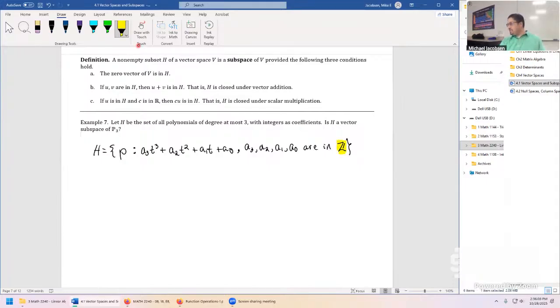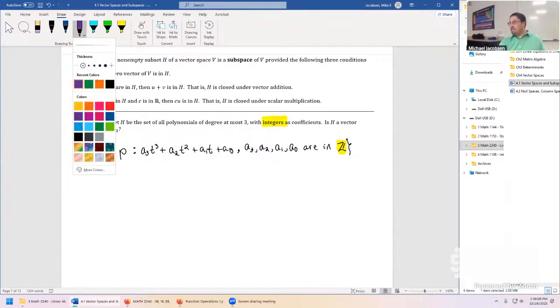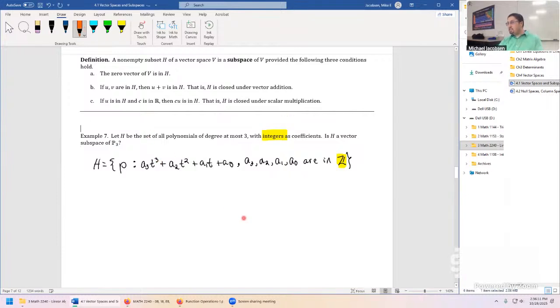I don't know if we've ever defined Z so far in this class, so let's make sure we do it here. The set of integers can be expressed as the symbol Z, which is the set: dot, dot, dot, -3, -2, -1, 0, 1, 2, 3. And if you speak German, then you'll know why it's called Z. I think Zahlen is the German word for number. So we're saying all these coefficients are integers, or values in Z.